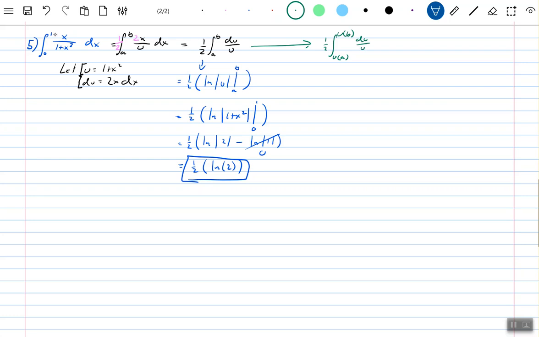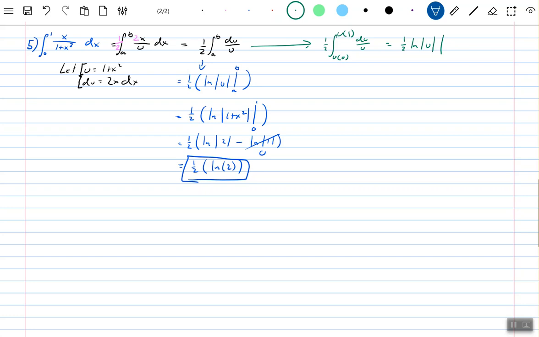Well, that's these limits in terms of x plugged in here. So we have this relationship between u and x. So when x is 0, u is equal to 1. And then when x is 1, u is equal to 2. So from here, this is equal to 1/2 the natural log of the absolute value of u evaluated from, well, u of a. Well, sorry, that's supposed to be u of 0. My apologies. If I confused you there, I deeply apologize.